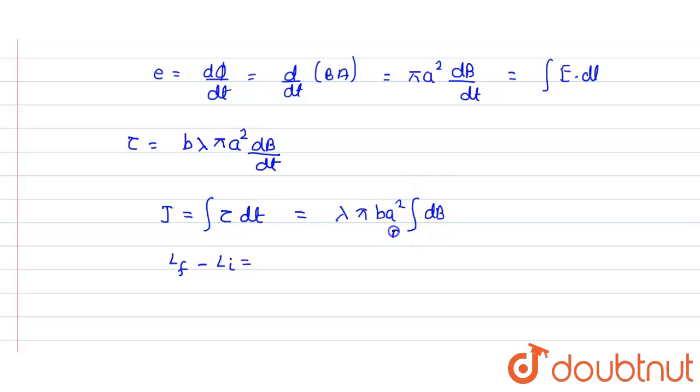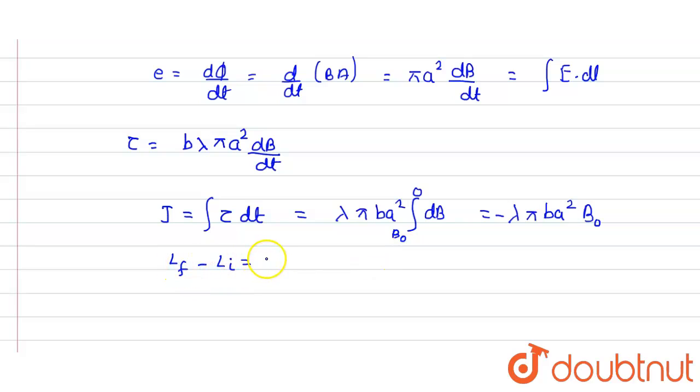Initially the magnetic field would be equal to B₀. Finally it would be switched off, so this value would turn out to be 0. So we first write λπBa². Then the integration of dB would be equal to B, and if you put the limit, it would be B₀. Even though it would be minus B₀, we are just taking the magnitude. Actually it would be minus, so we put a minus, and then we take just the magnitude.